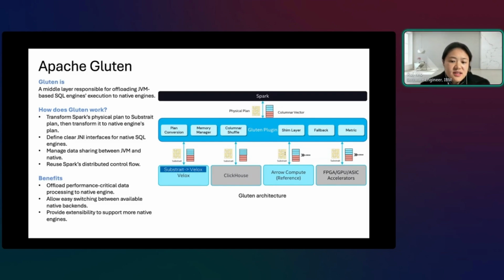About benefits, one of the major benefits is performance. By offloading compute-intensive operations to native engines, we can significantly improve CPU efficiency and reduce query latency. Another key advantage is flexibility. Gluten can support multiple native backends and allow users to switch between them depending on workload requirements.